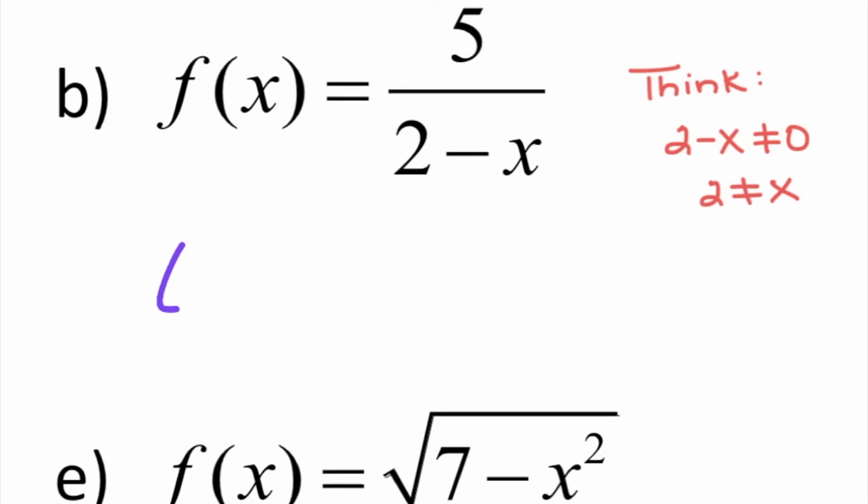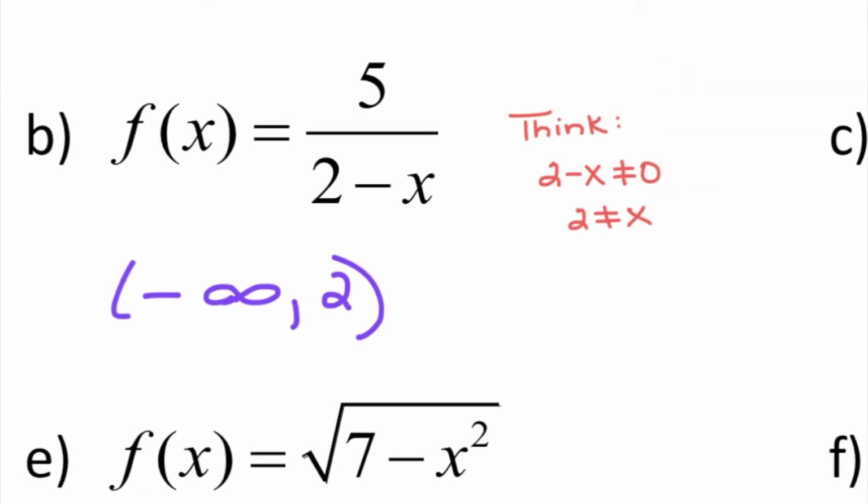I'm going to write that as negative infinity to 2. I'm not including 2 because 2 is the number that would make the denominator 0. And then start again at 2, not including 2, to positive infinity.